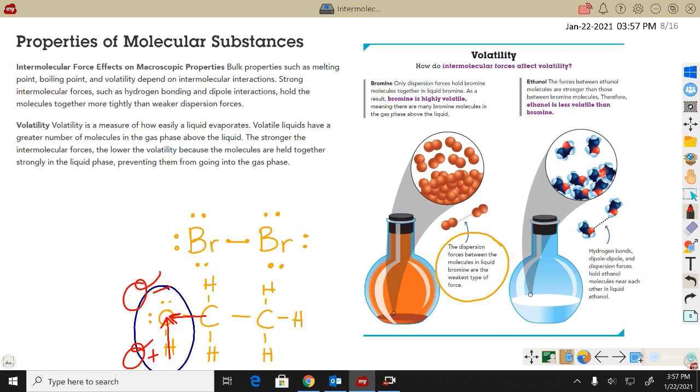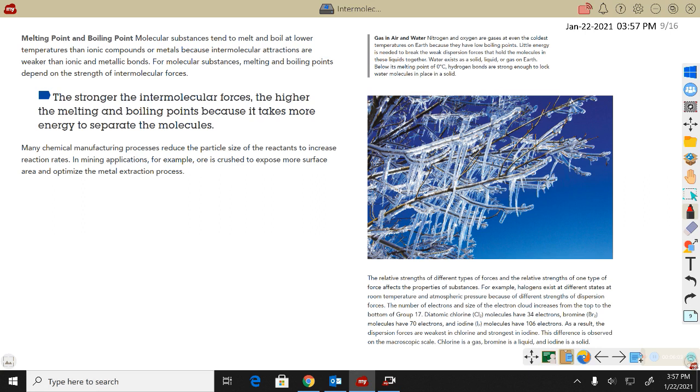So if these molecules are more attracted to each other, they've got those stronger interparticle forces, especially the hydrogen bonds. These guys are going to be less volatile. It'll take more energy to separate these molecules because they're already a little bit more attracted to each other. Now obviously then that affects things like melting point and boiling point.